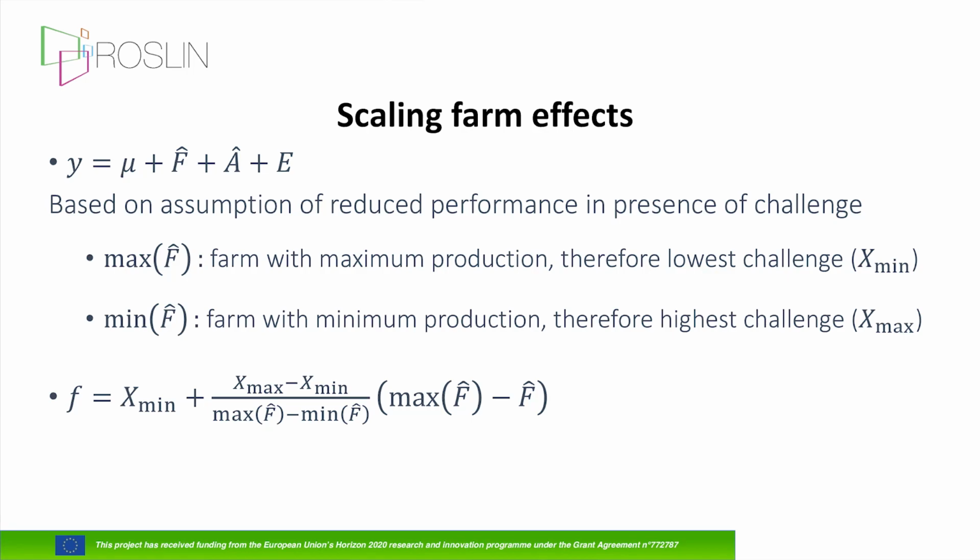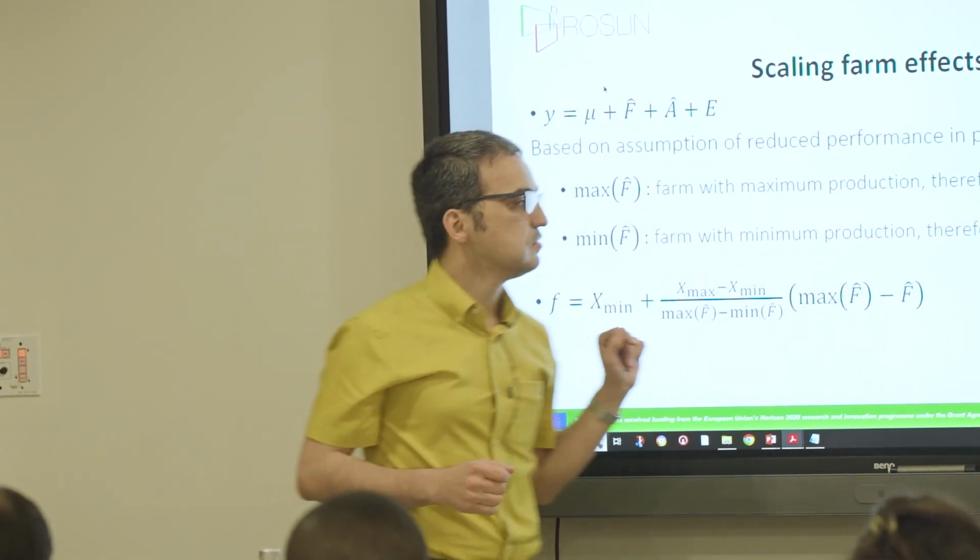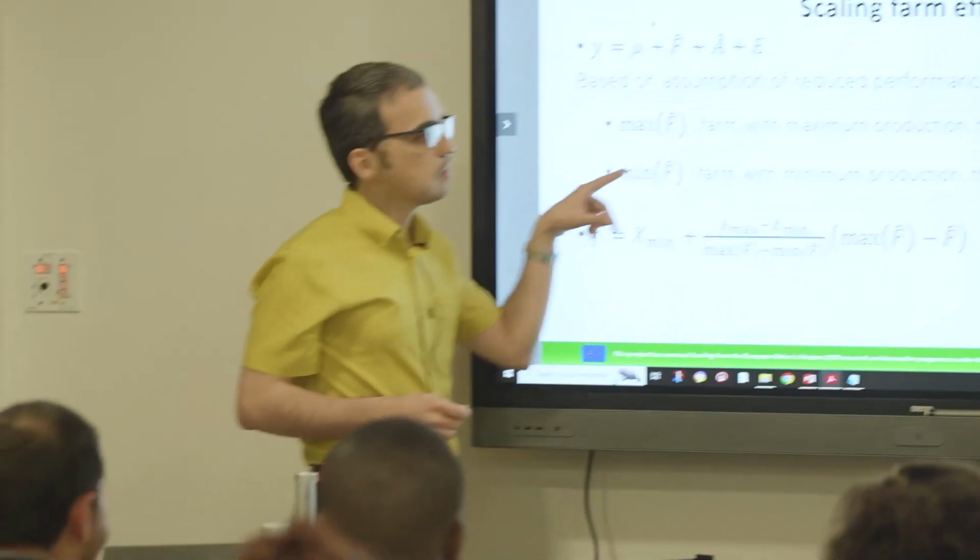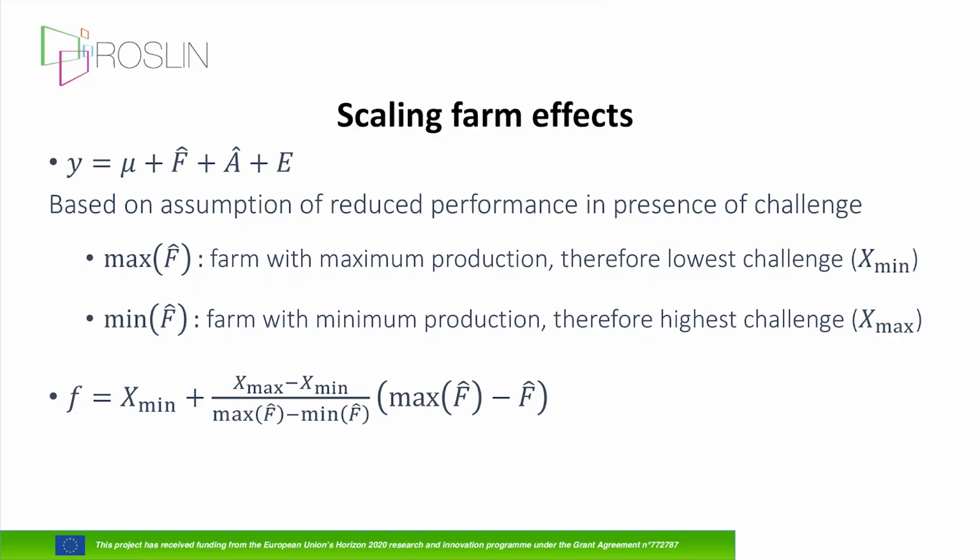So this way, if I calculate my farm effects, and say the maximum farm effect is attributed to the lowest challenge, and the minimum farm effect is attributed to the highest challenge, and say that because I assume that at 0 challenge is the potential production of the animal, this will have to be eventually 0. I can scale my f into the small f, which I'm going to use for the reaction norm model.